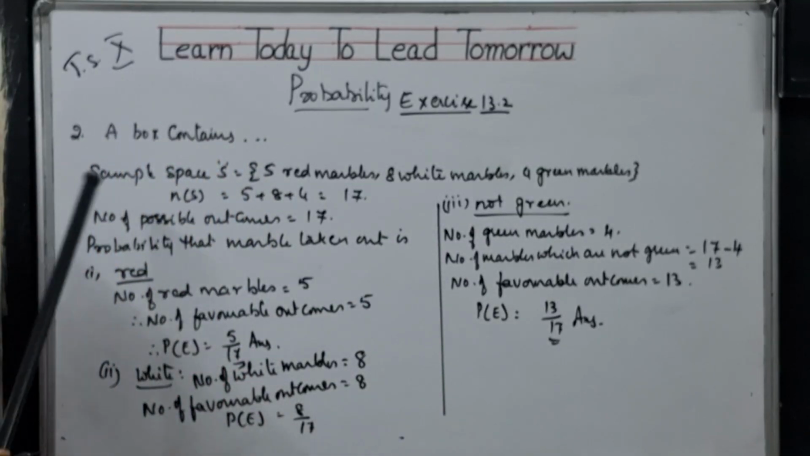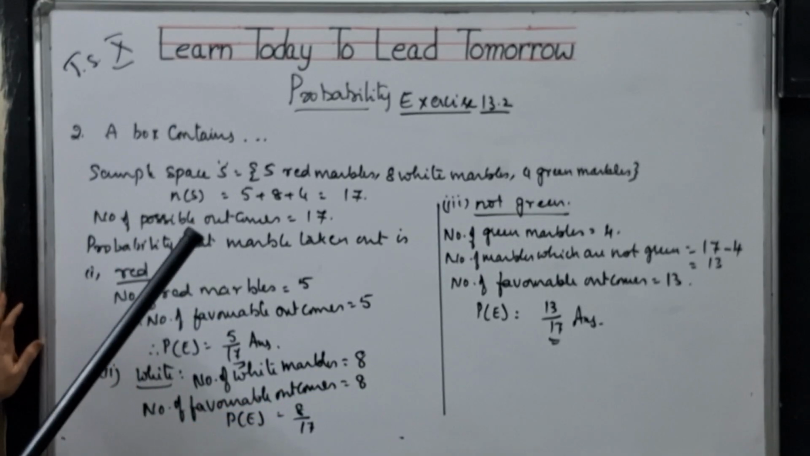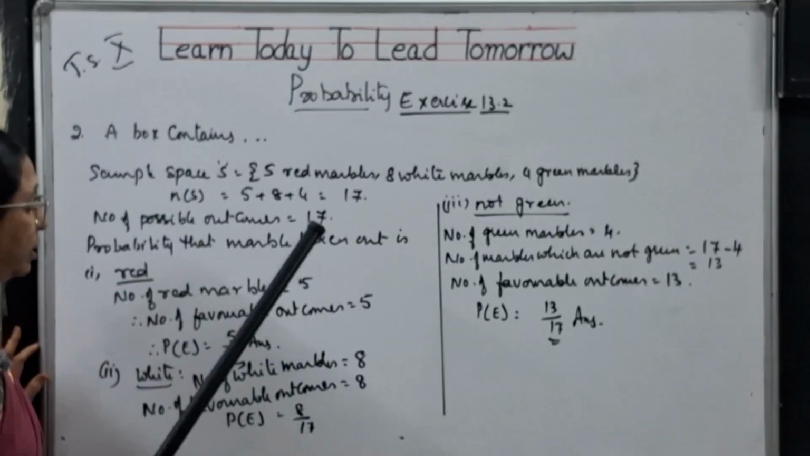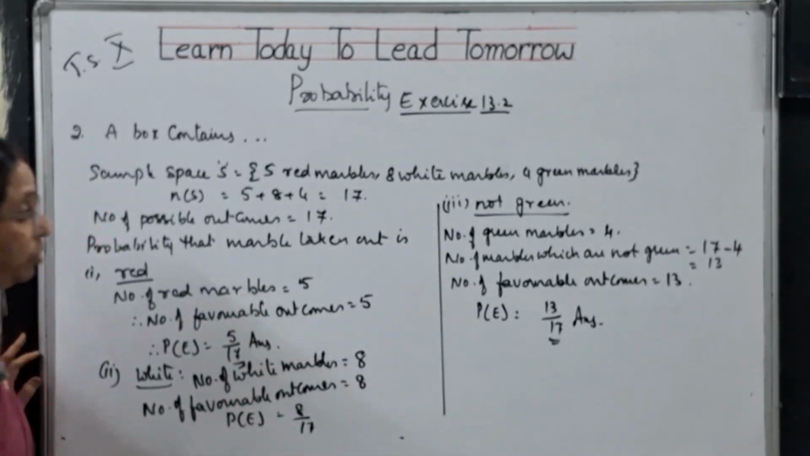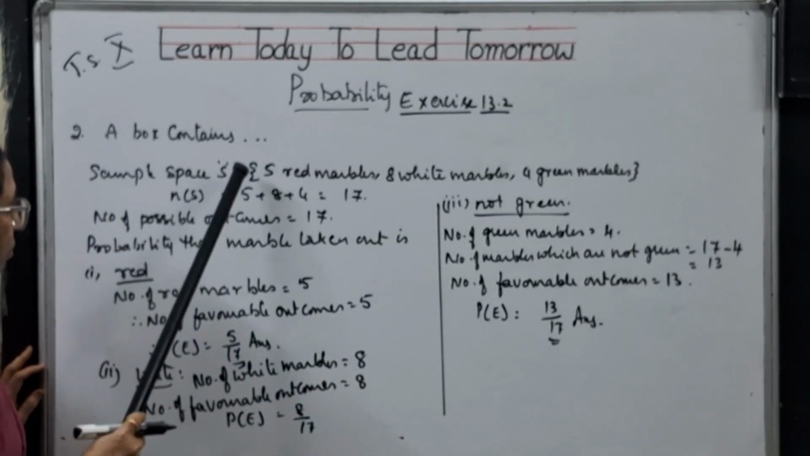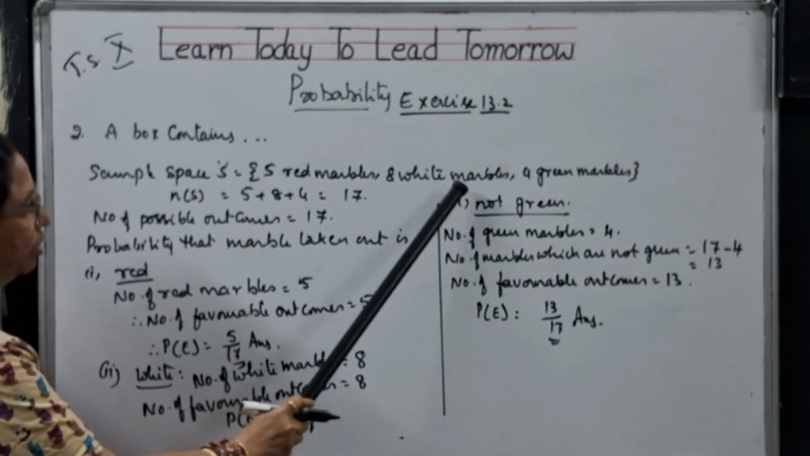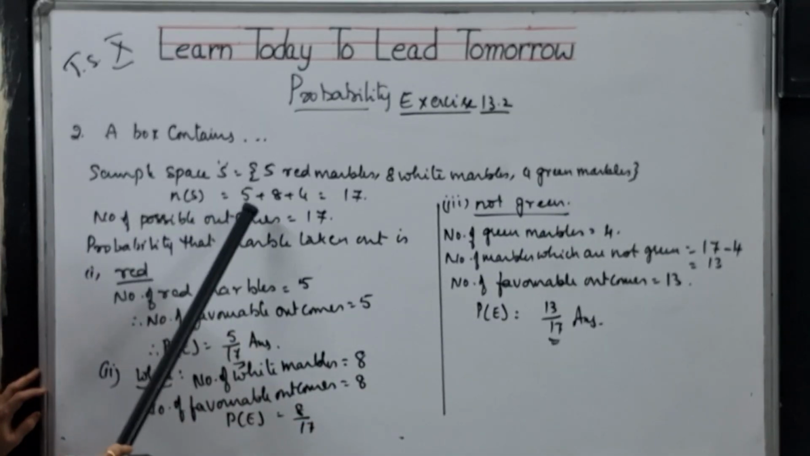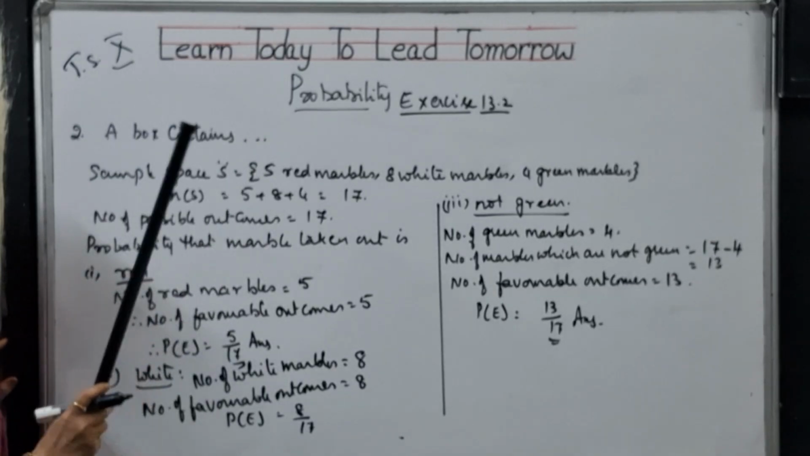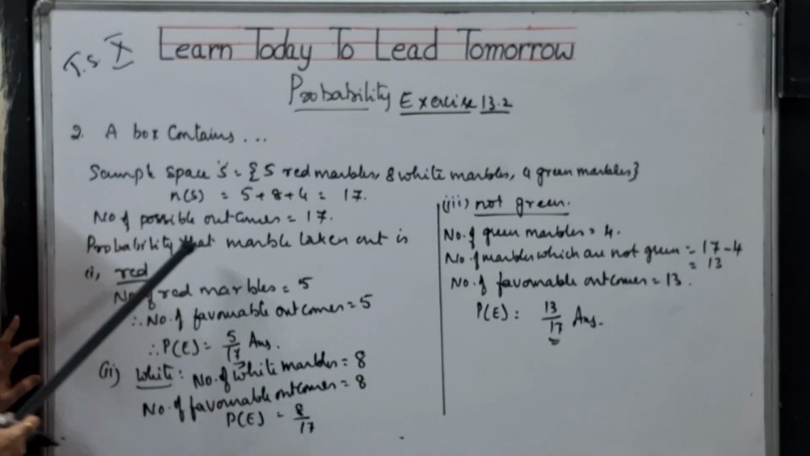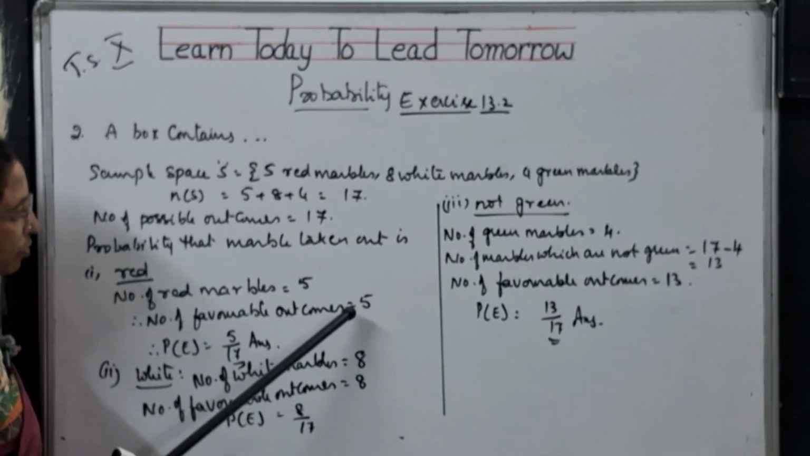So there is a box which contains 5 red marbles, 8 white marbles, 4 green marbles. Now the question is, what is the probability if they select one at a time? What is the probability that they get a red marble or white marble or not a green marble? So what does the sample space contain? All the marbles that the box contains: 5 red marbles, 8 white marbles, 4 green marbles. So n of S is a total, 5 plus 8 plus 4 is 17. What is the 17? Number of possible outcomes. Then the probability that the marble taken out is, first one, red. Number of red marbles are 5. So number of favorable outcomes are 5.